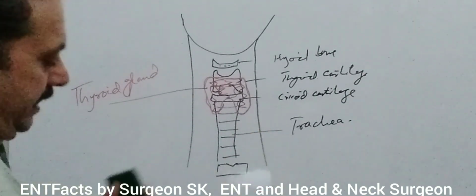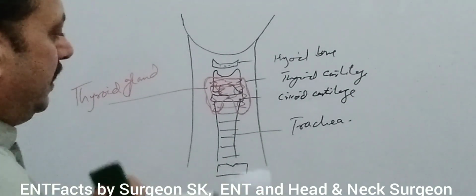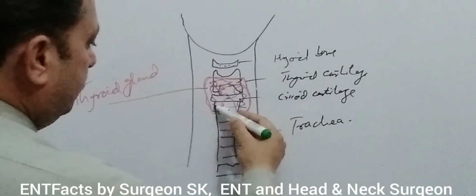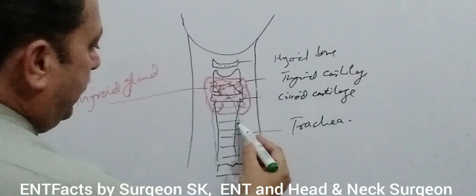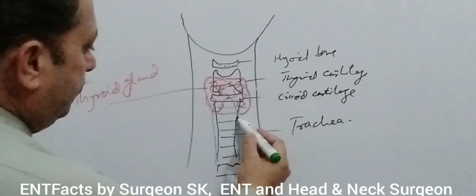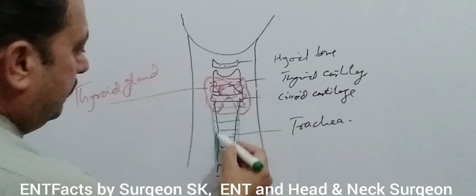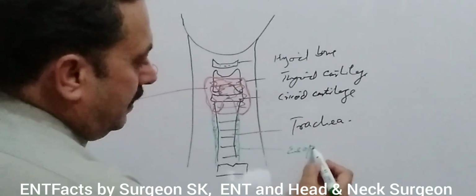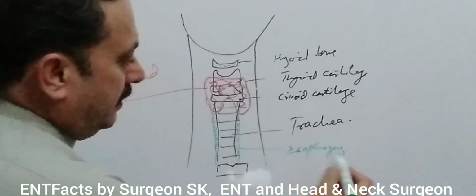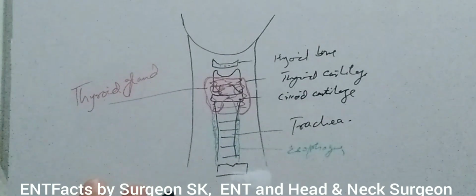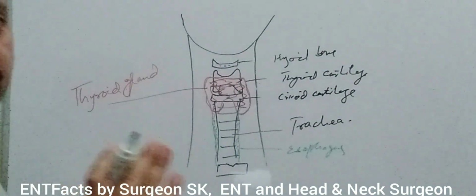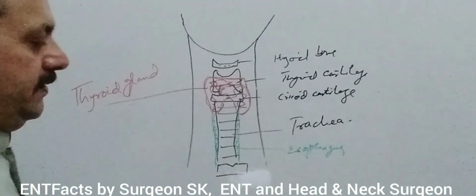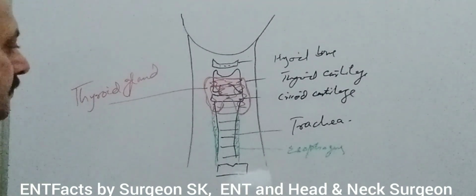Behind this trachea or airway, as I mentioned before, is the esophagus. I may draw it here. The esophagus is actually lying behind the trachea and it's hidden from the front. So I draw it here as only the sides of the esophagus.